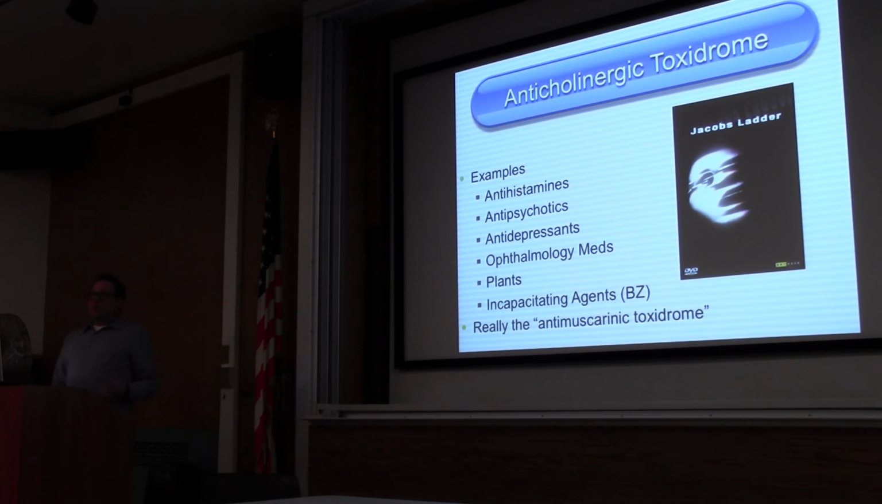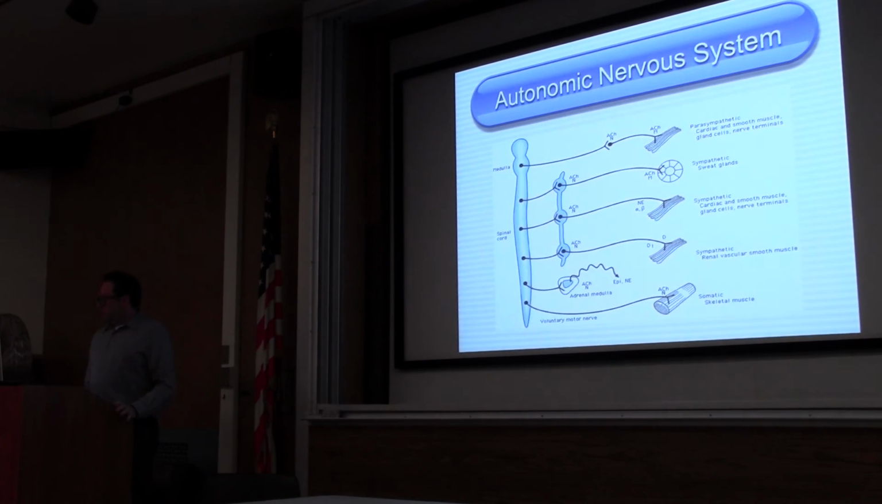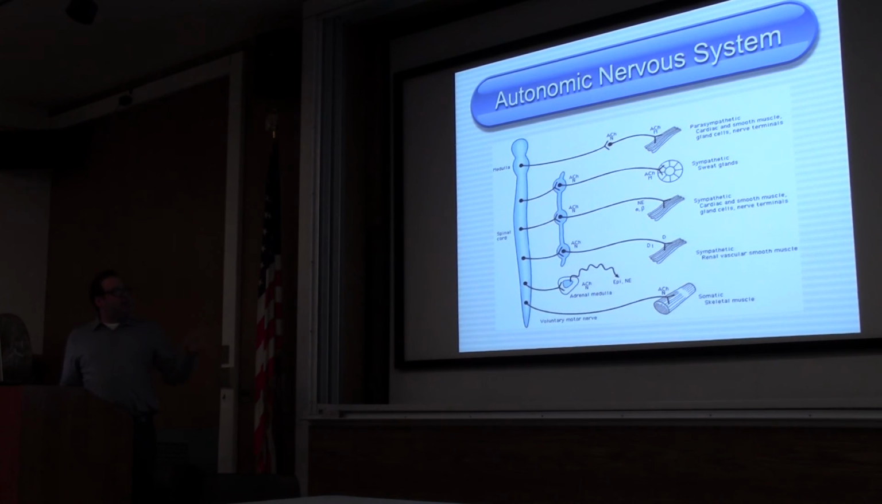So when I talked about the cholinergic toxidrome, we talked about the nicotinic effects and the muscarinic effects, but when we talk about the anticholinergic toxidrome, there's no anti-nicotinic part of it. It really should be called the anti-muscarinic toxidrome. So again, there's nothing in the ganglia, nothing in the neuromuscular junction. It's basically anti-parasympathetic, anti-sweat glands.